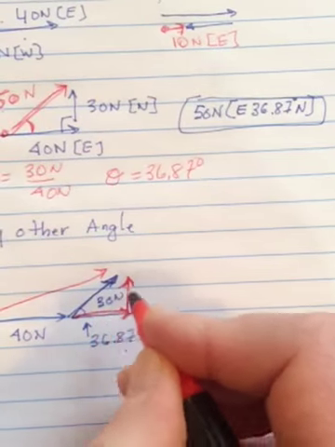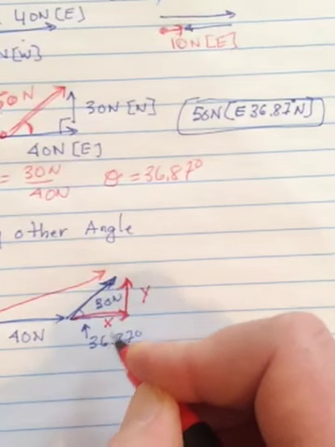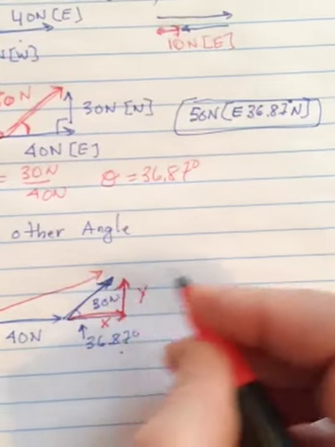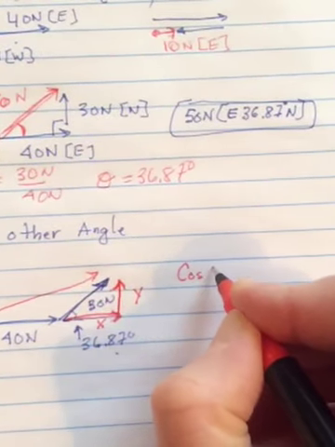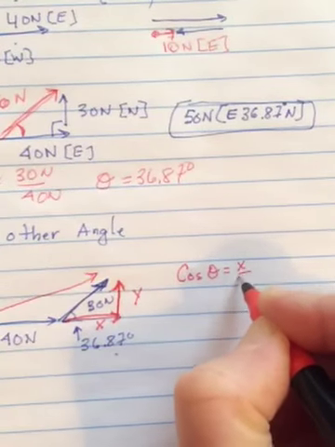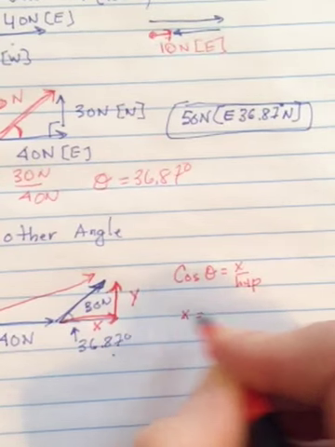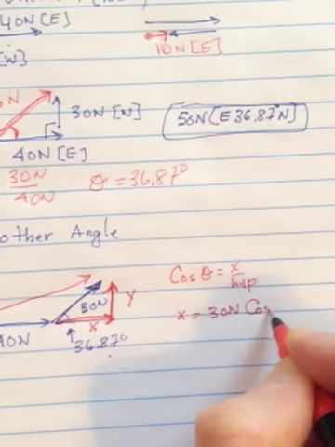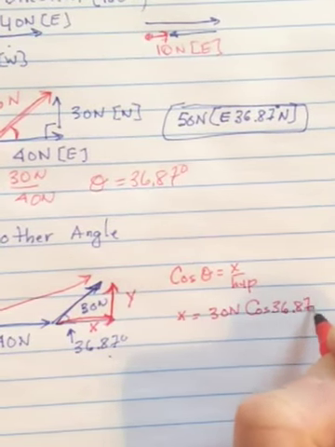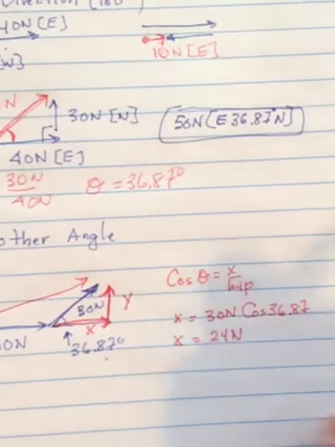So we have an angle, we have the hypotenuse, I can find the y, and I can find the x. If I look at the x first, it's the adjacent side, and I have the hypotenuse, so that would be cosine. So cos theta would be equal to x over the hypotenuse. In other words, x will be equal to 30 newtons times the cos of 36.87. So I think that's 24 newtons. Okay? And then I can do the y.